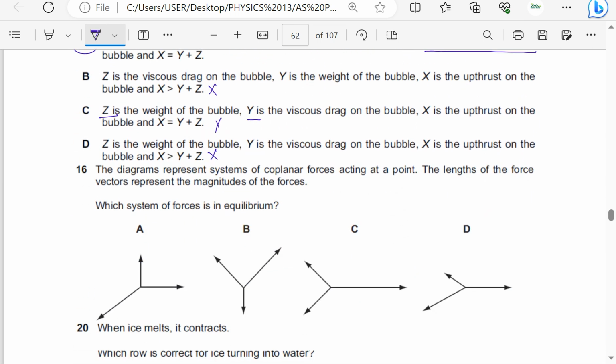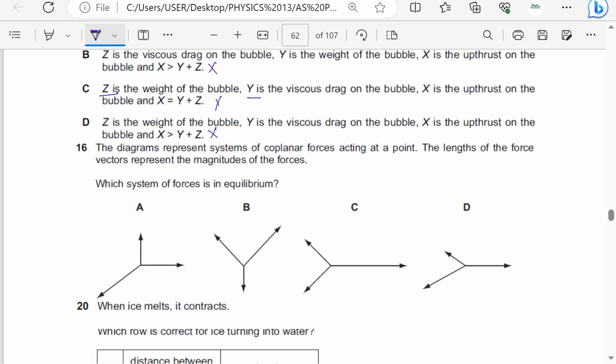The answer is A. The diagram represents systems of coplanar forces acting at a point. The lengths of the force vectors represent the magnitude of the forces. Which system of forces is in equilibrium? Okay. If the system of forces is to be in equilibrium, it means when these are joined head to tail, they should form a closed triangle. So if you have a ruler, you may measure these lengths with a ruler. I'll just check this one.